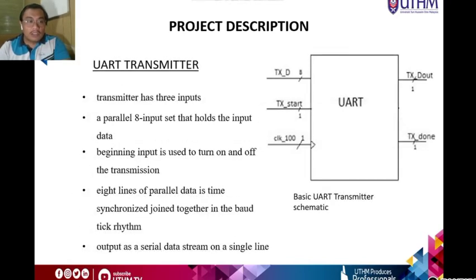UART transmitter. The transmitter has 3 inputs, one of which is a parallel 8-bit input set that holds the input data. The begin input is used to turn on and off the transmission. Parallel data from 8 lines is time synchronized, joined together in the baud-tick rhythm, and output as a serial data stream on a single line.